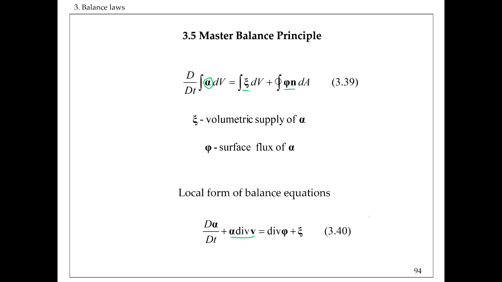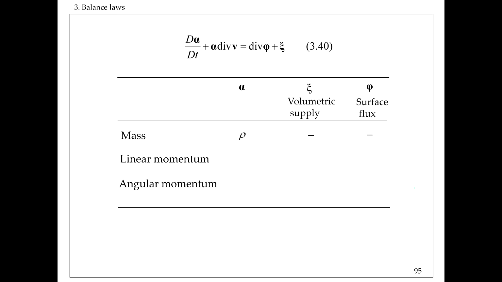So now let's illustrate that more based on the examples that we already had for our mass density, linear momentum, and angular momentum. For that we have this table. And once again, that is our mass balance law, the mass principle.